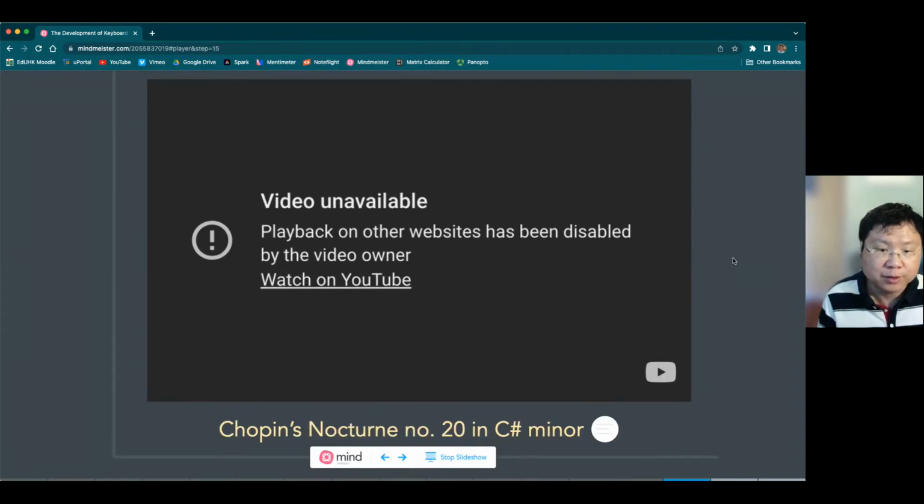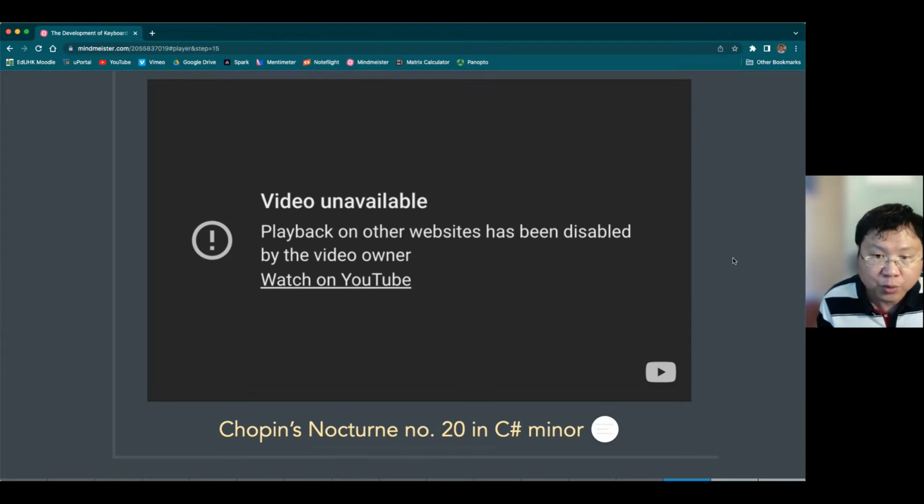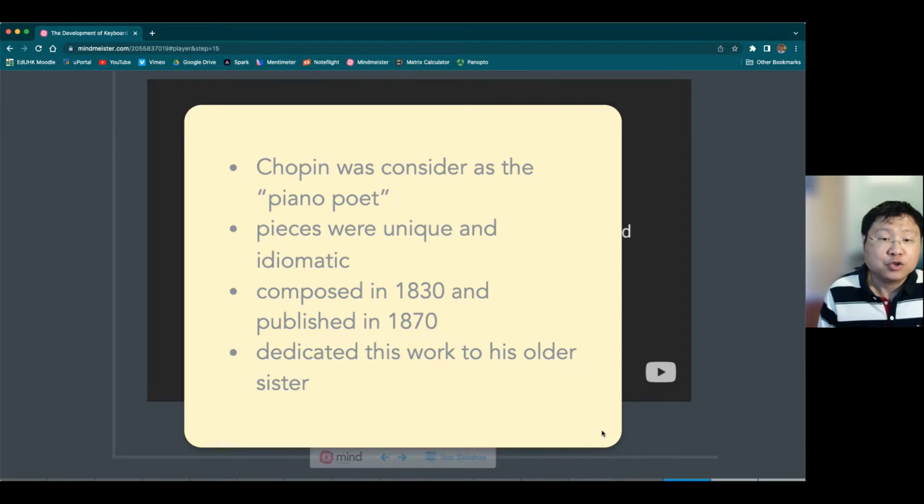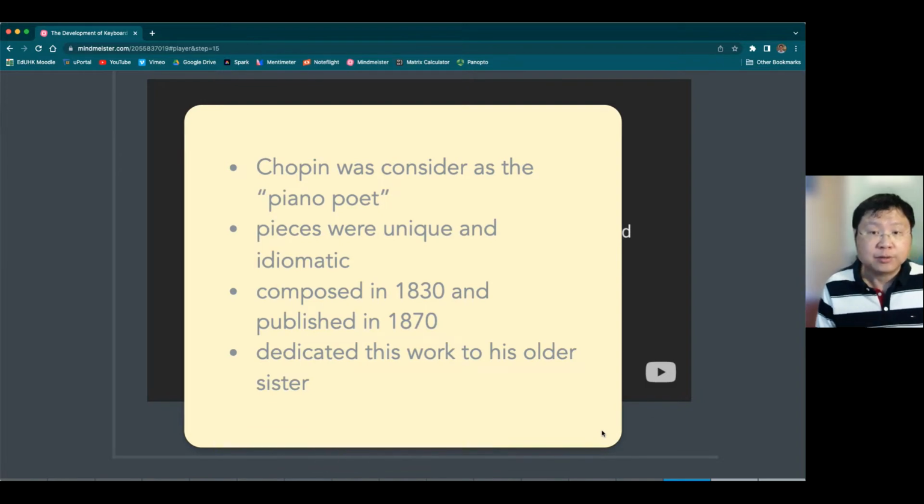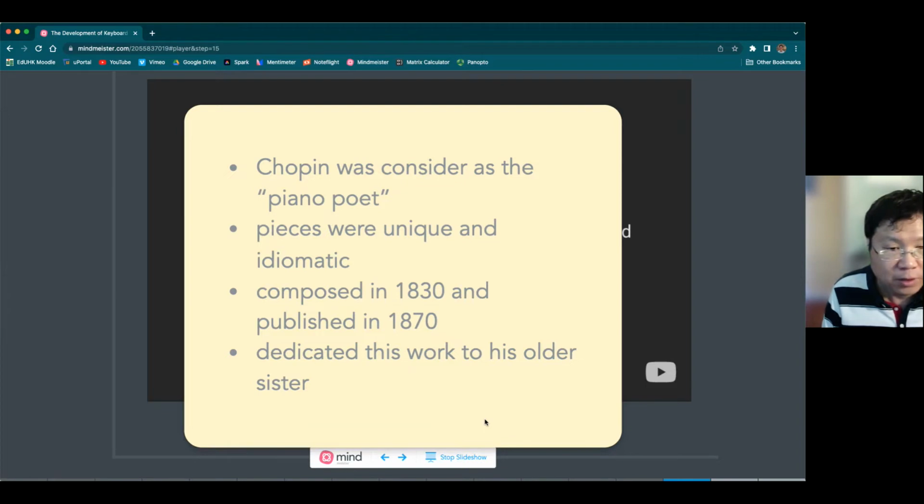Finally, Chopin's Nocturne number 20 in C sharp minor. Chopin was considered the piano poet because his piano pieces were very unique and idiomatic. This musical piece was composed in 1838 and published in 1870, which was over 30 years after it was composed. It's dedicated to his older sister.